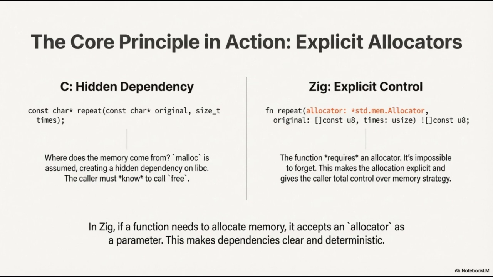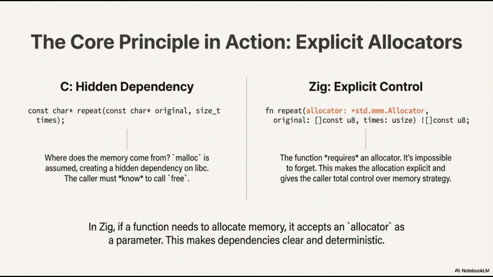In the C example on the left, we see a function signature for repeat. While it returns a pointer to a string, it is not immediately obvious how that memory was allocated. It is generally assumed that malloc was used, which creates a hidden dependency on the standard library. Furthermore, the caller has to consult the documentation to know they are responsible for calling free later. Now look at the Zig implementation on the right. The repeat function explicitly requires a pointer to an allocator as its first argument. This makes it impossible to ignore the fact that an allocation is happening.